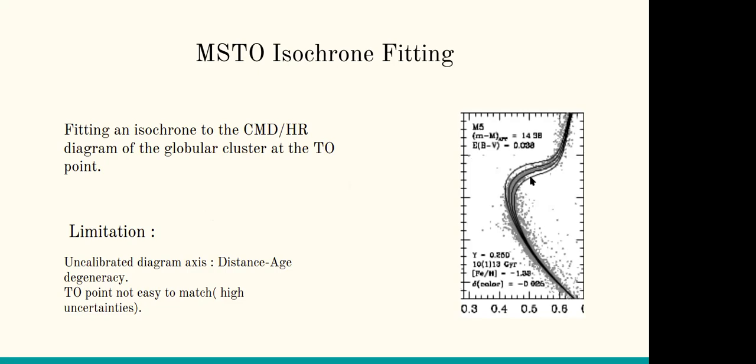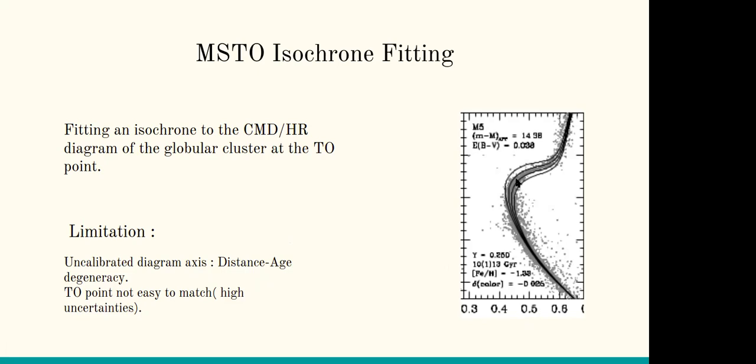As we can see in this figure, the scientists are trying to fit the globular cluster with different isochrones. The major limitation of this method is that the distance to a globular cluster is not known precisely, so there is a degeneracy between the distance and the age. It means that this turn-off point depends both on the age of a globular cluster as well as the distance to the globular cluster.